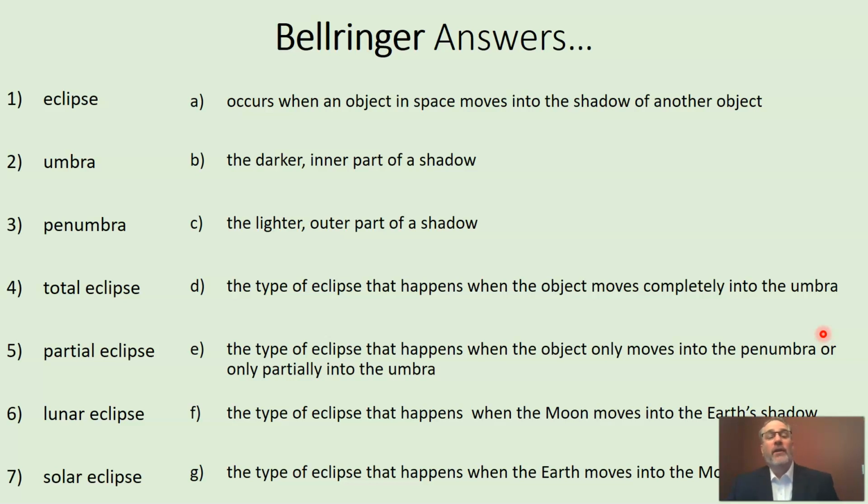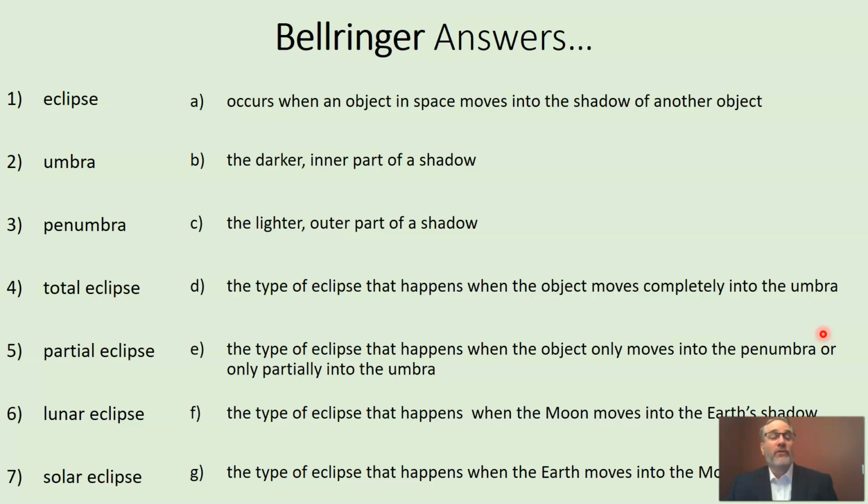We said that that shadow cone gets smaller as it moves away from the object making the shadow, whereas the penumbra is that lighter outer part of a shadow, which gets bigger as it moves away from the object making the shadow. We had two types of eclipses, a partial and a total.